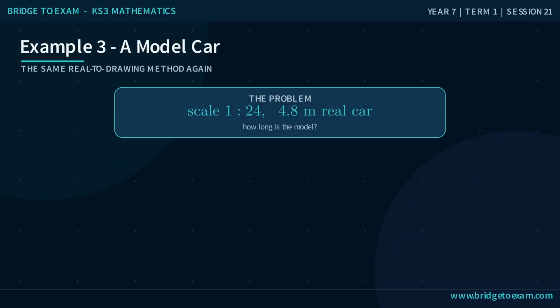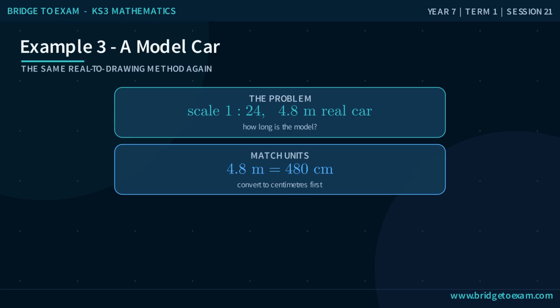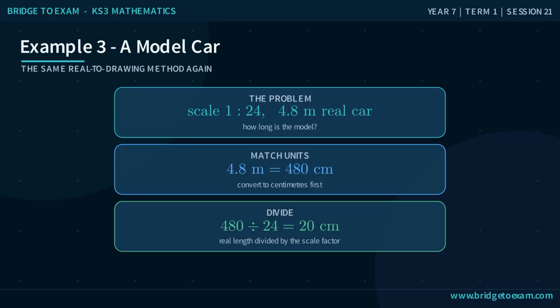A model car is built at a scale of 1 to 24. The real car is 4.8 meters long. How long is the model? Convert the real length to centimeters. 4.8 meters is 480 centimeters. Divide by the scale factor. 480 divided by 24 is 20 centimeters.